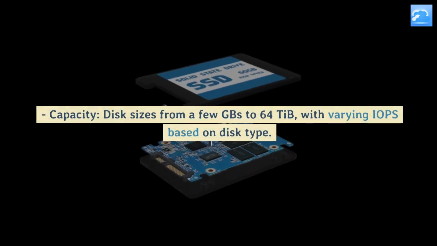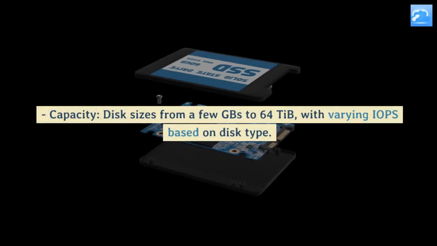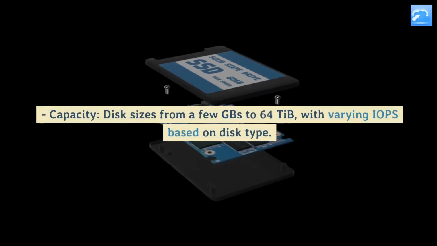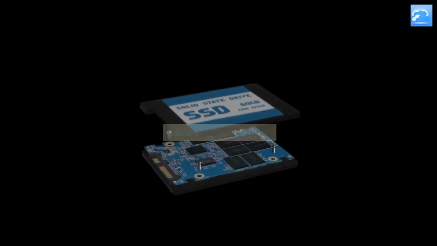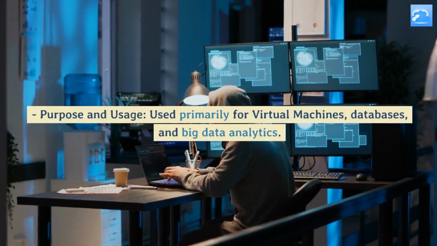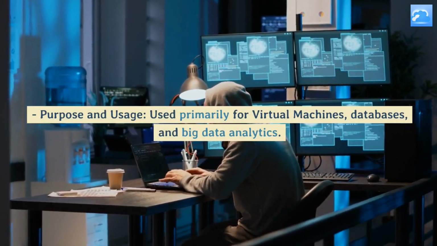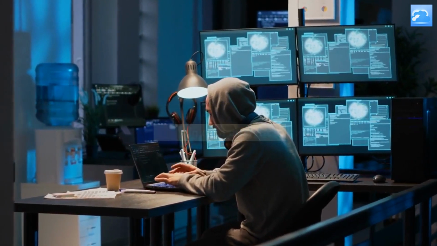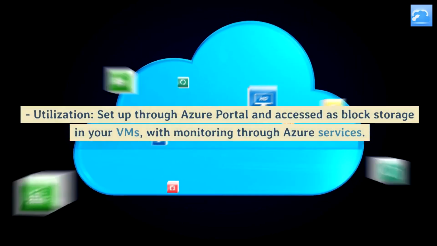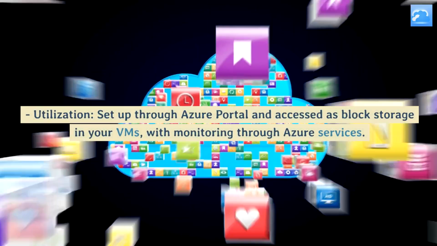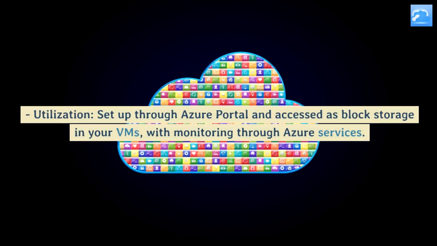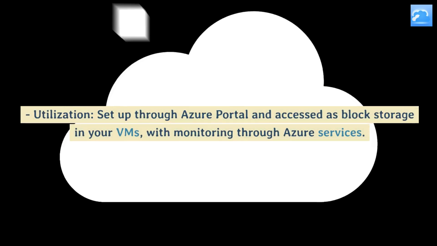Capacity: disk sizes from a few GBs to 64 terabytes, with varying IOPS based on disk type. Purpose and usage: used primarily for virtual machines, databases, and big data analytics. Utilization: set up through Azure portal and accessed as block storage in your VMs, with monitoring through Azure services.